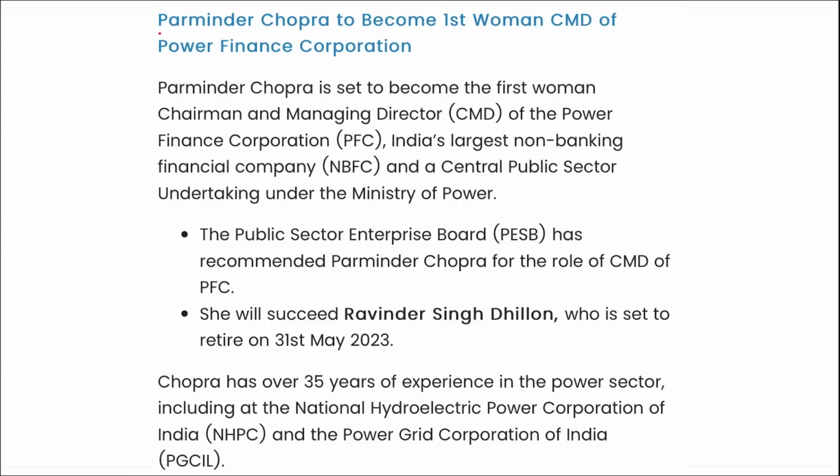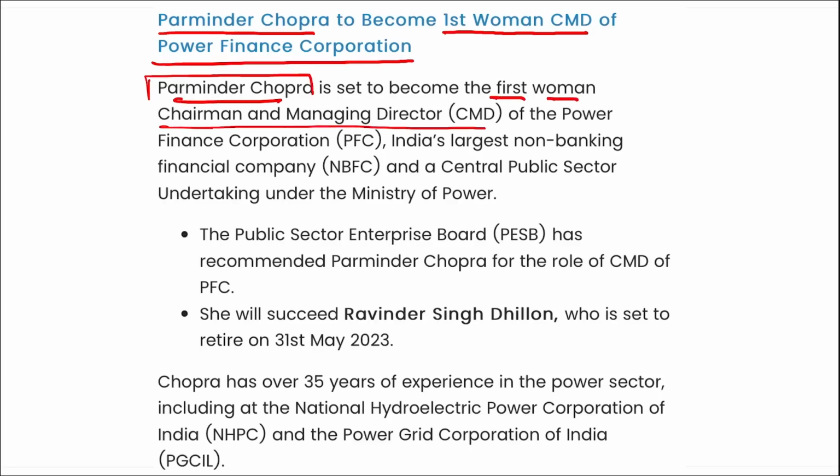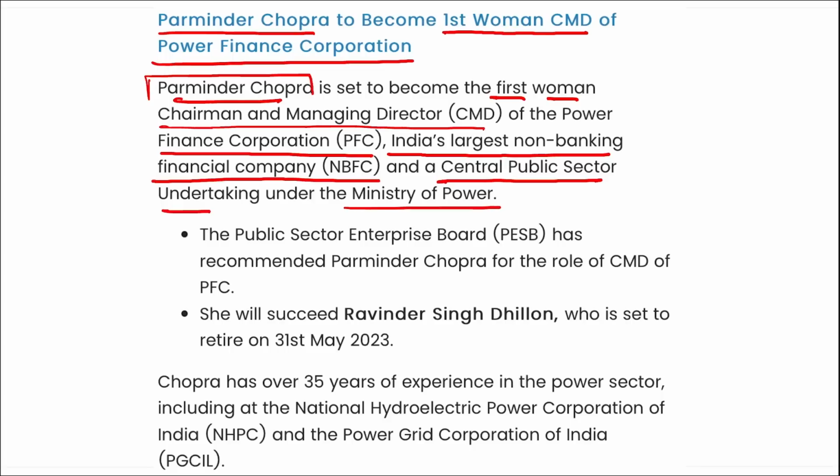Next is Parminder Chopra. Parminder Chopra to become the first women chairman and managing director of Power Finance Corporation. I repeat, Parminder Chopra is said to become the first women chairman and managing director of the Power Finance Corporation, that is India's largest non-banking financial company and a central public sector undertaking under the Ministry of Power. She will be succeeding Ravinder Singh Dhillon, who will retire on 31st of May 2023.